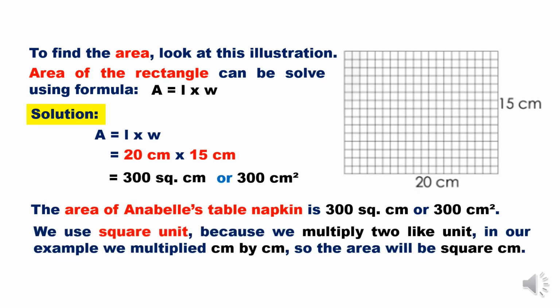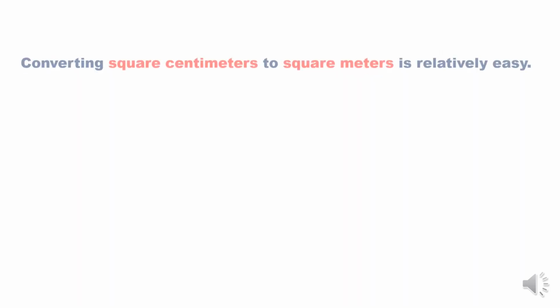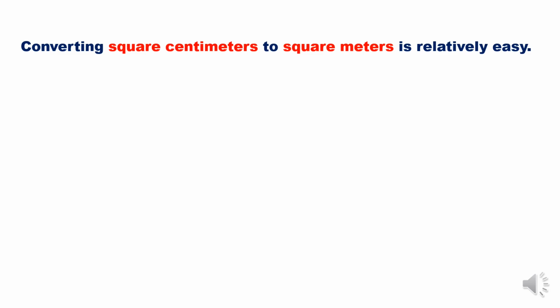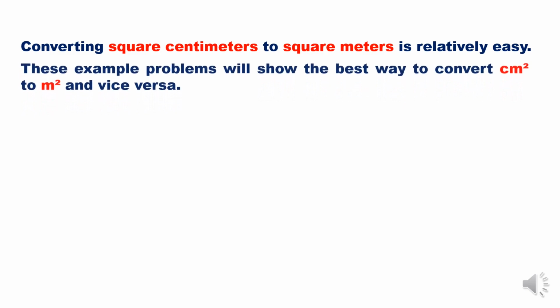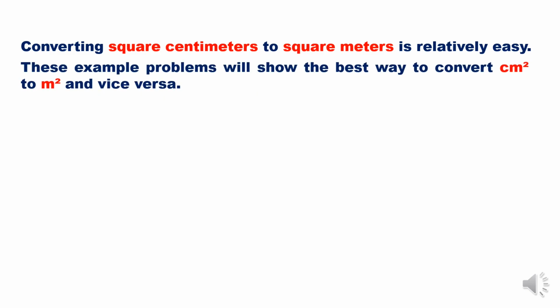We use square units because we multiply two like units. In our example, we multiplied centimeter by centimeter, so the area will be in square centimeters. Converting square centimeters to square meters is relatively easy. These example problems will show the best way to convert square centimeters to square meters and vice versa.